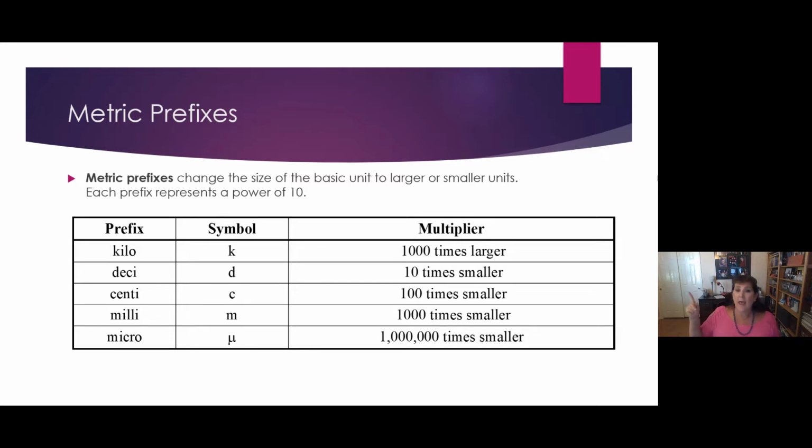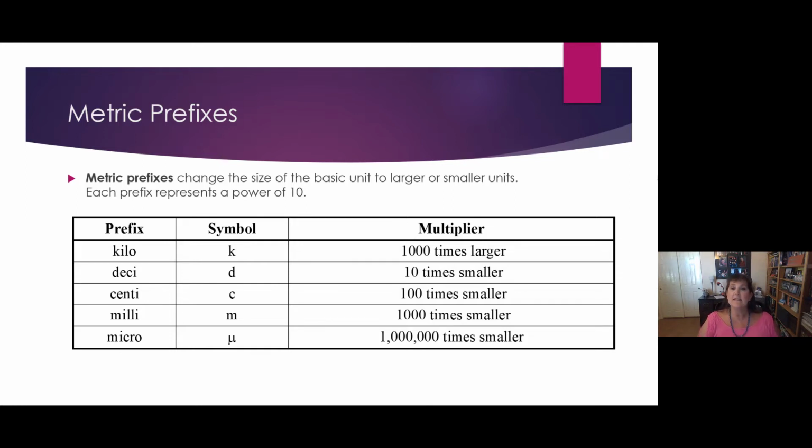Kilo is the symbol K, and it's 1,000 times larger than the base unit. So a kilometer is 1,000 times bigger than a meter. In other words, it takes 1,000 meters to make a kilometer. Now, the rest of our prefixes are going to be smaller than the base unit.